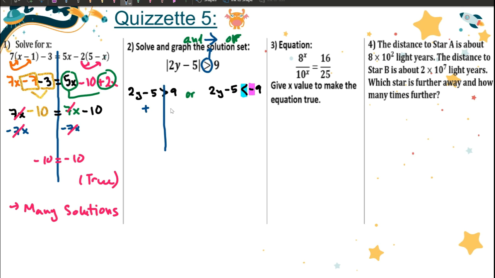Solving for y, we're going to add 5 to both sides. That will give you 2y greater than 14. Continue solving for y, divide by 2 on both sides. y greater than 7.